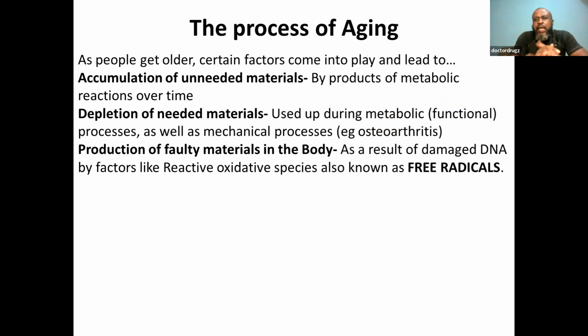Now, what's the process of aging? As people get older, factors come into play and lead to accumulation of unnecessary or unneeded materials, depletion of needed materials, and production of faulty materials in the body as a result of damage of DNA by factors like reactive oxidative species or free radicals.